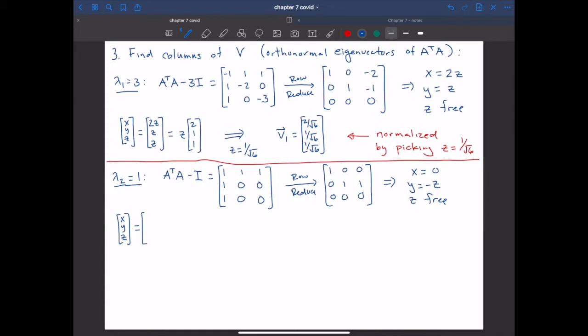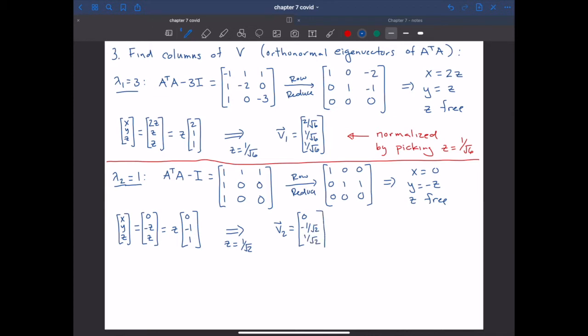So when I do my replacements here, I get 0, negative z, z, which is just z times 0, negative 1, 1. And again, I can pick z to be anything non-zero I want. I'm going to pick z in this case to be 1 over rad 2, just because that's going to give me a unit vector again. So v2 is equal to 0, negative 1 over rad 2, and 1 over rad 2.